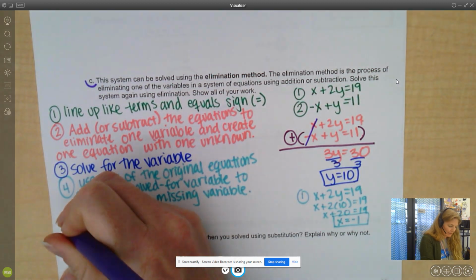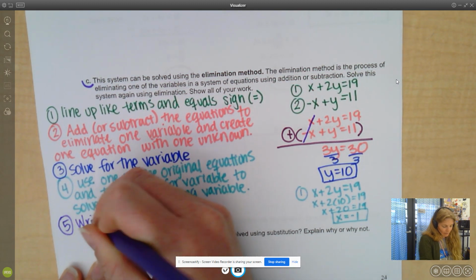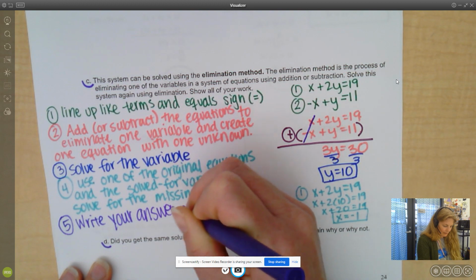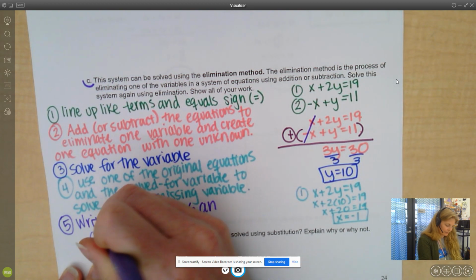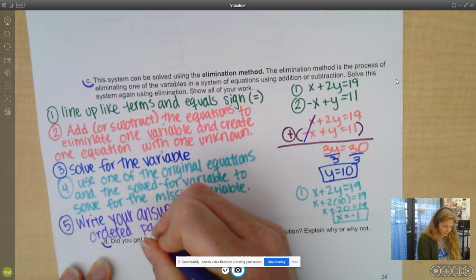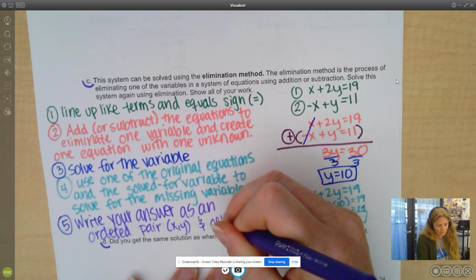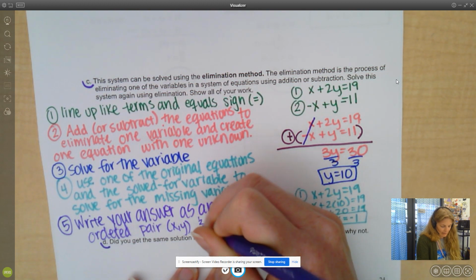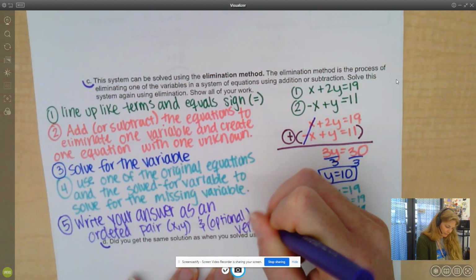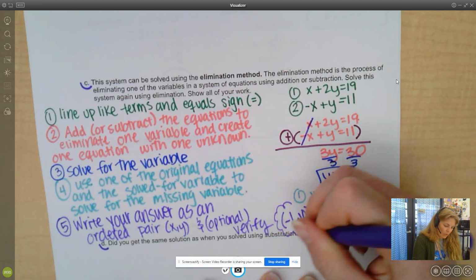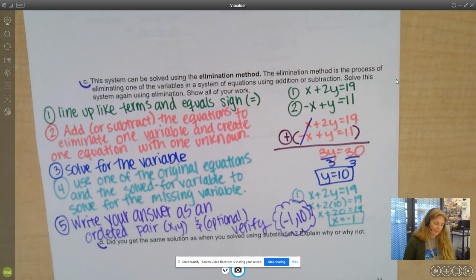We still need to write your answer as an ordered pair, x comma y, and optional is to verify. So your final answer here is (-1, 10). Remember, by ordered pair, I just mean alphabetical order. So it could be A comma B, A comma W, W comma Z, alphabetical order.